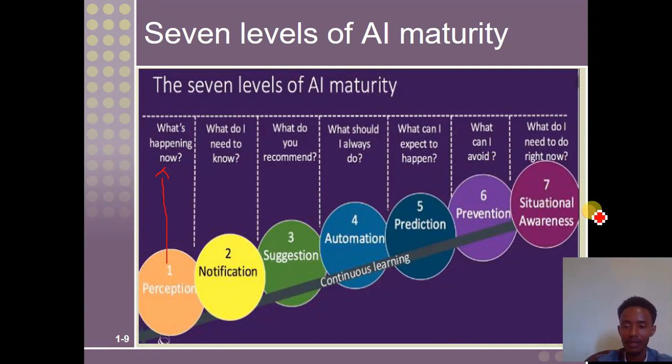Then the seventh one is situational awareness. What do I need to do right now? During situational awareness, it should know and be aware of what it needs to do right now, at a time.